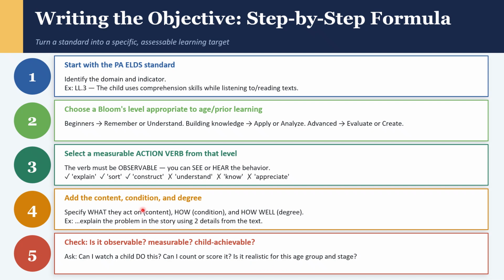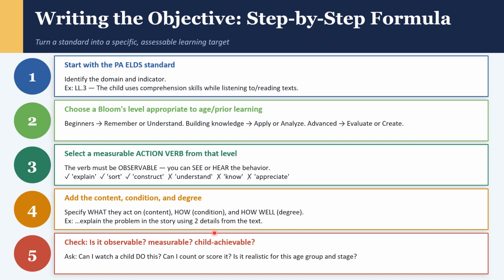So going back to number 4, explain the problem in the story using 2 details. This is what we want all our students to be able to do. But how they do the explaining, that's where we can differentiate. Maybe some students will write. Maybe some students will draw. Maybe some students will tell, verbally, what the problem is. Maybe some students will use the book as a prompter to go back and remember the details. Other students might do it from memory.